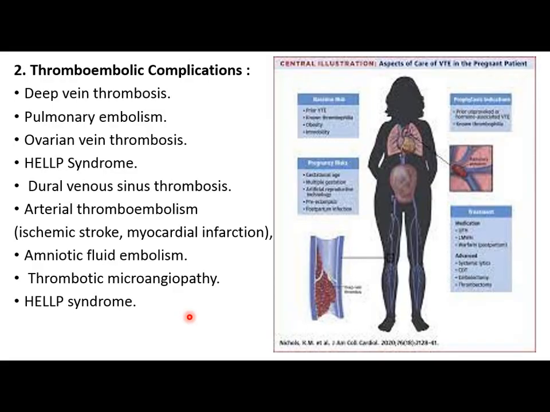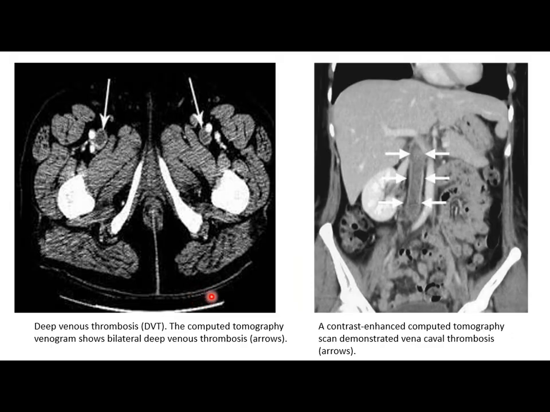About thromboembolic complications: pregnancy is a prothrombotic state, and this increases the risk of embolism to the patient during the late pregnancy and during the postpartum period. We have deep vein thrombosis, pulmonary embolism, and others. This axial contrast enhanced image shows bilateral deep vein thrombosis. Look for the enhancing wall with the absence of flow within it. This indicates thrombus within it.